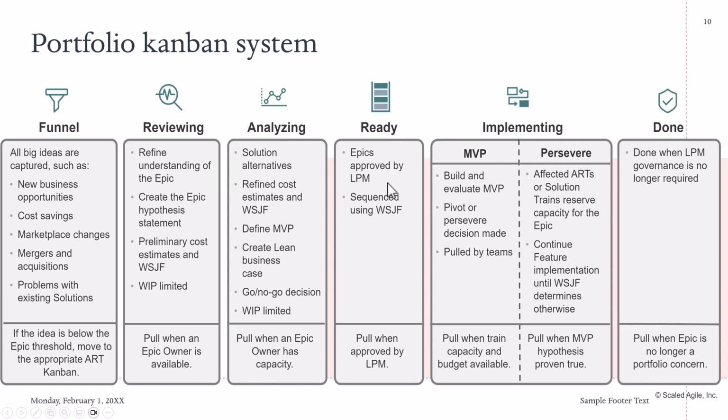And then the Epic goes to the ready state. In this ready state, the Epic has already been approved by the portfolio and then sequenced by WSJF. Meaning that the strategic theme, through previous discussion and maybe design thinking processes, has been given some traction and a lot of leadership attention. So that Epic has a goal and is ready to be moved to the next step.